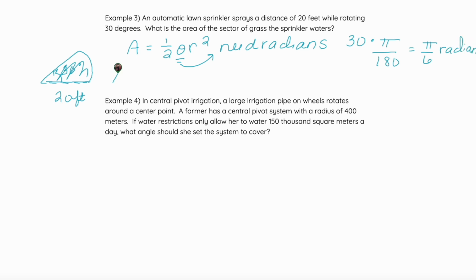Now we can use our formula, half times our radians of pi over 6 times our radius of 20 squared. It makes sense in the context of the problem to find out what the area is, how many square feet it is, instead of leaving it in radians in its exact value. So this sprinkler will cover approximately 104.72 square feet.